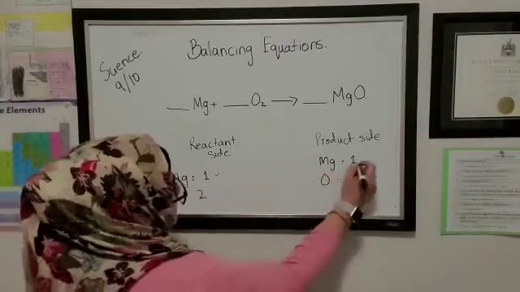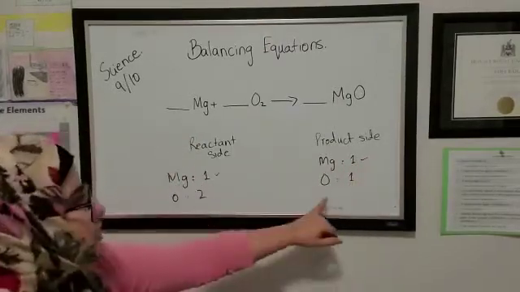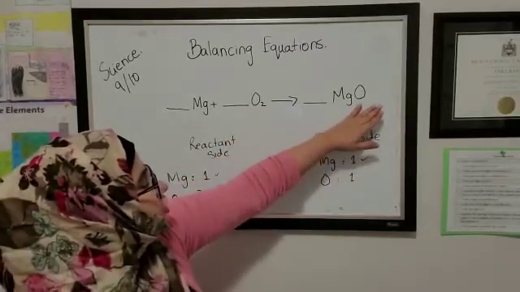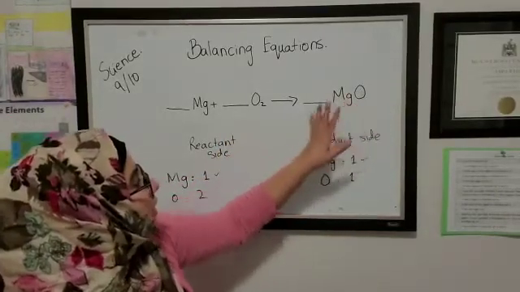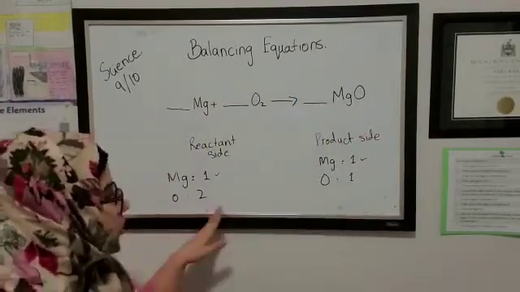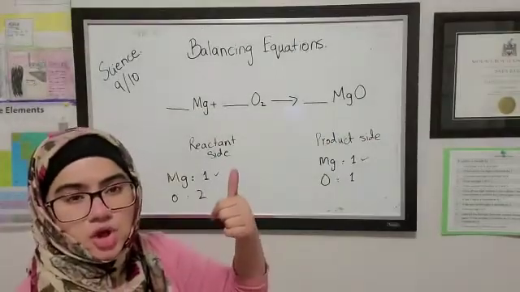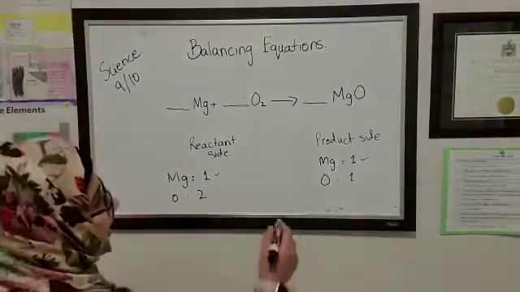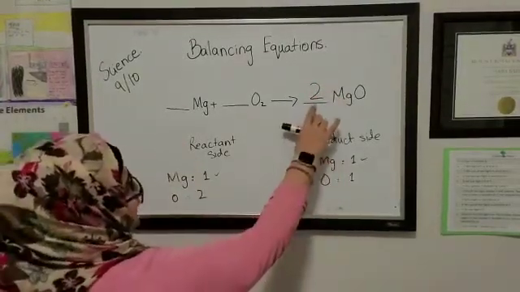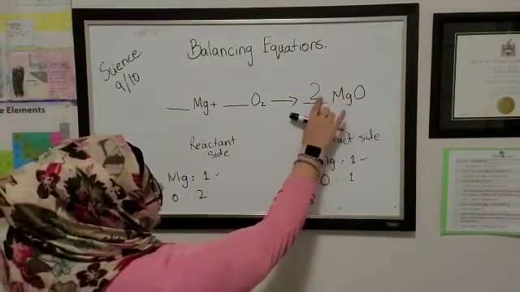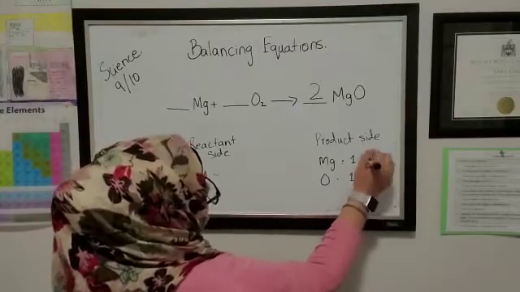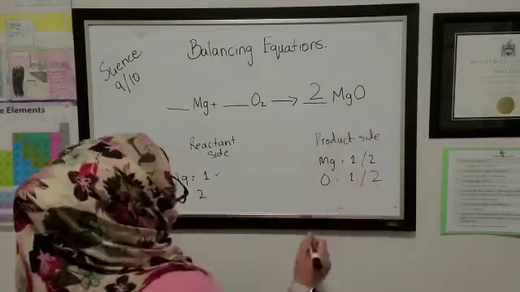So my magnesium is somehow balanced, but my oxygen is not balanced. So how am I going to change the 2 into what number can I add, right? So that my 1 becomes 2. If I multiply 1 by 2, because the factors of 2 are just 1 and 2, right? So if I put 2 over here as my coefficient, now I have 2 atoms, 2 molecules of magnesium. So now my magnesium becomes 2 and my oxygen also becomes 2.